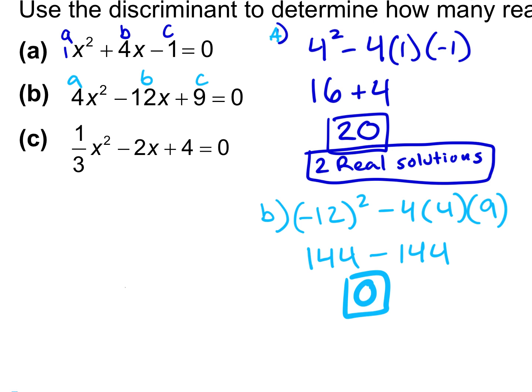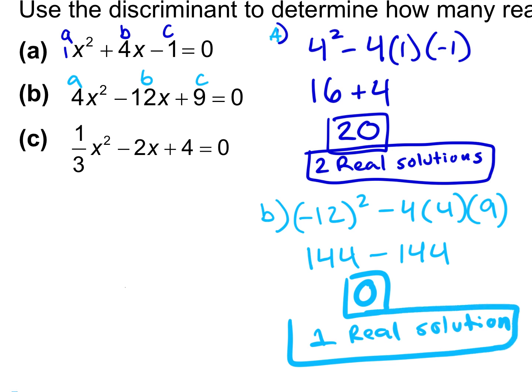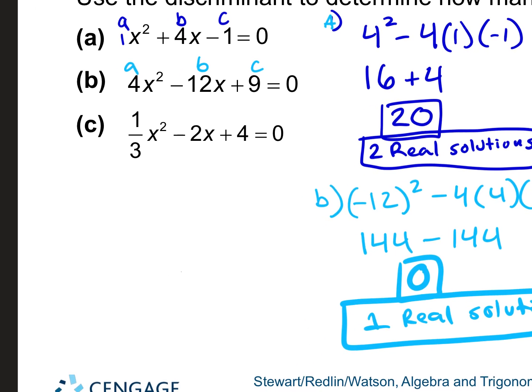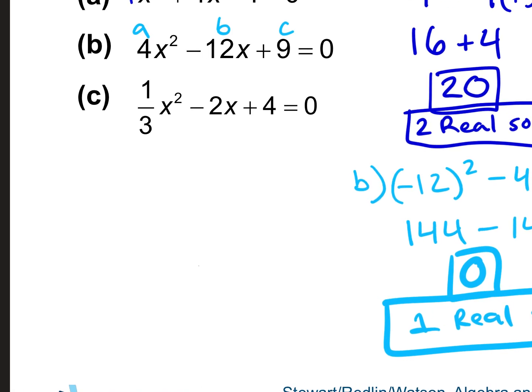How many solutions do we have? 1 real solution. So again, 0 is not our solution, but that is our discriminant, which tells us we have 1 solution. All right, let's look at C. Fractions. We love fractions.